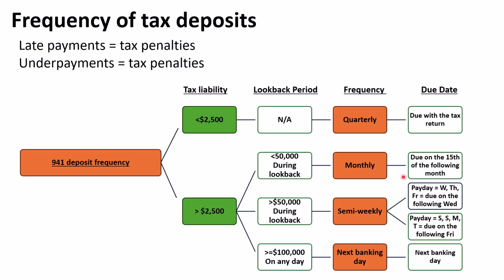If the tax liability is greater than $50,000 during the look-back period, but not more than $100,000 during a payroll date, then the tax deposit is paid semi-weekly, so twice per week on either Wednesday or Friday, depending on the day of the week the payroll is paid. There's a special rule, though. If on any payroll day the tax liability exceeds $100,000, the tax deposit must be made on the next banking date. This is pretty common in my experience when year-end bonuses are paid and the tax liability significantly increases from a regular payroll period.